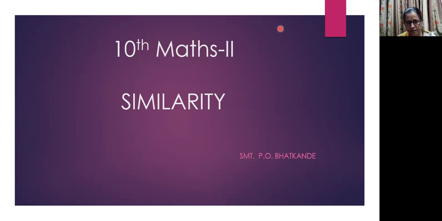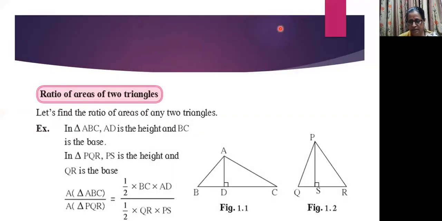Today we are going to study similarity. Last year we studied the area of a triangle using the formula half into base into height. With this formula, today we are going to study the ratio of areas of two triangles.